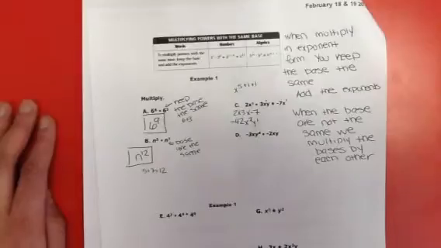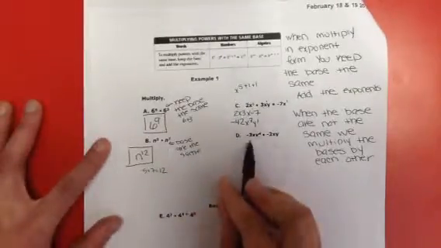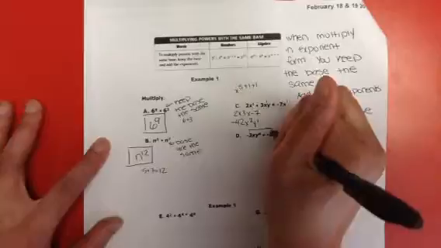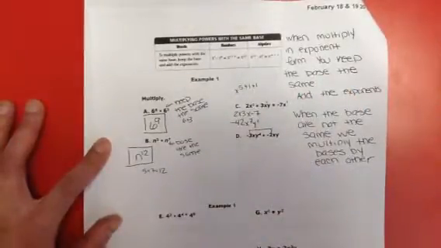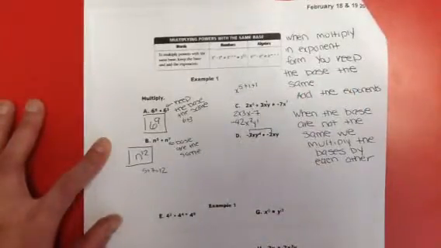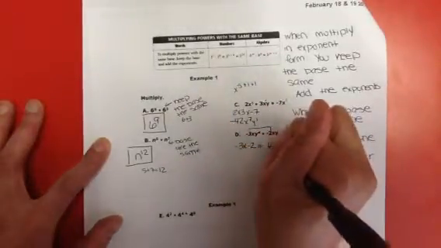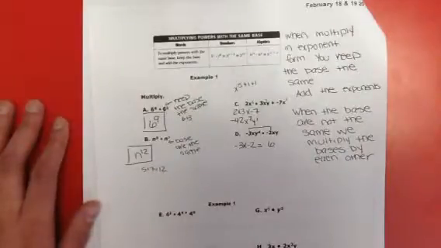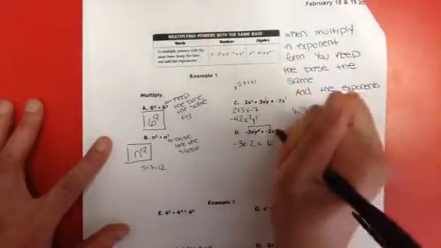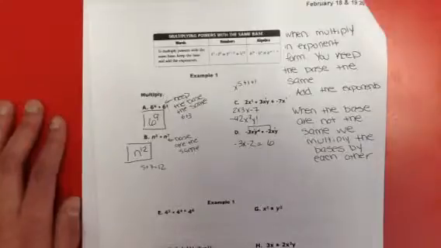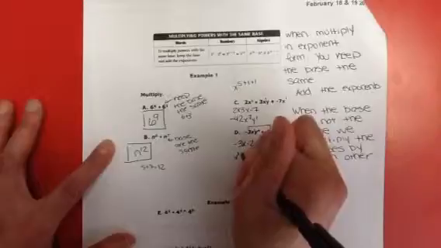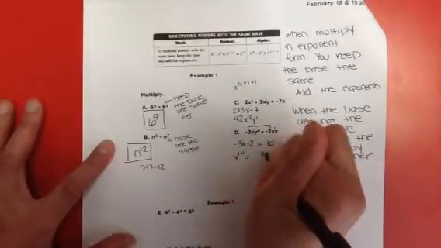Let's do it again. In D, my bases are different. So I have to do negative 3 times negative 2. Negative 3 times negative 2 gives me positive 6. Now I would have to put all my x's together. Even though there's nothing up there, if it's just saying x, that's really saying x to the 1st power. So I have x to the 1st power plus another x to the 1st power, which gives me x to the 2nd power.